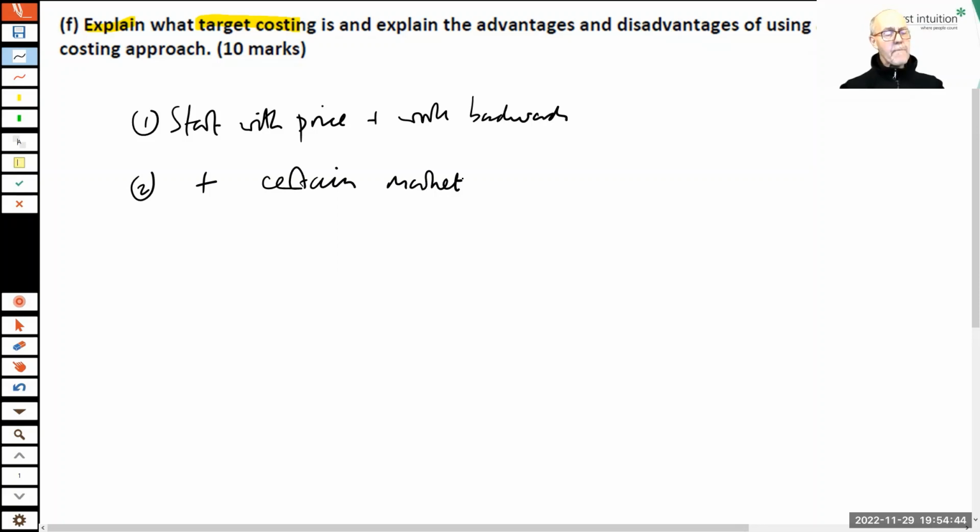So we're fairly happy, assuming our assumptions are correct. It takes into account competition, because that's how we've established our target cost. It's market driven. Ultimately, every business has to be driven by its customers.